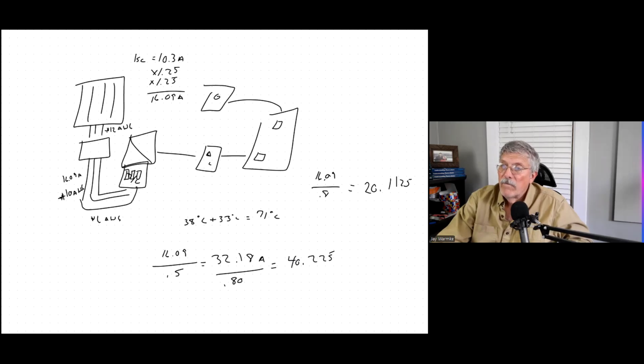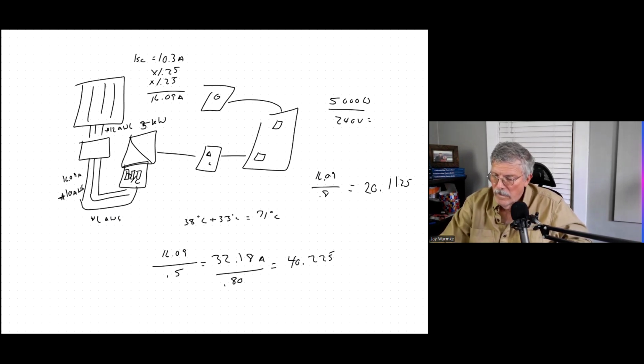And then we go into the inverter. Well, let's say that this is a smaller system. So let's just say it has say a 5 kW inverter. What's the output of the 5 kW? 5,000 watts divided by 240 volts equals 20.83 amps times 1.25 because we've got to start over again.